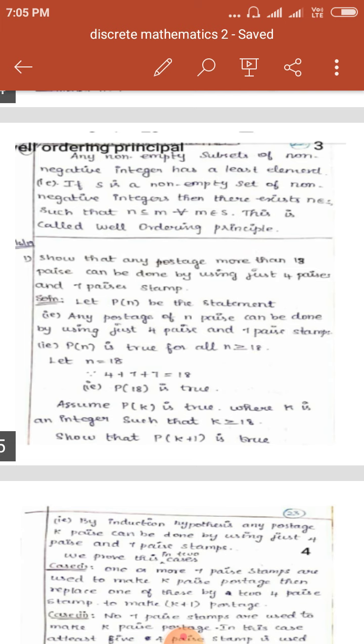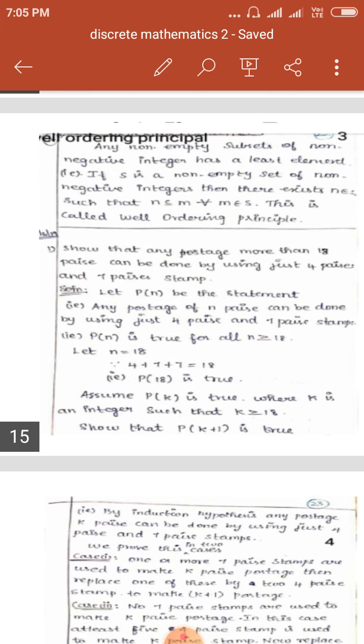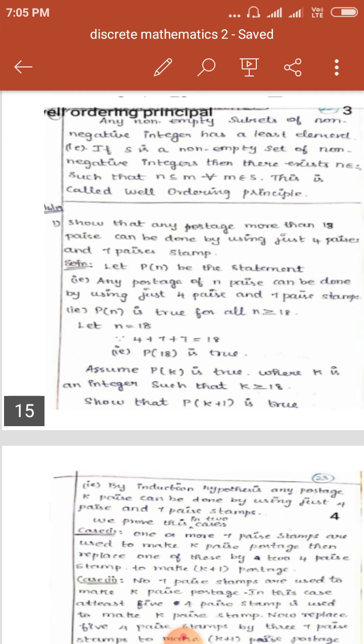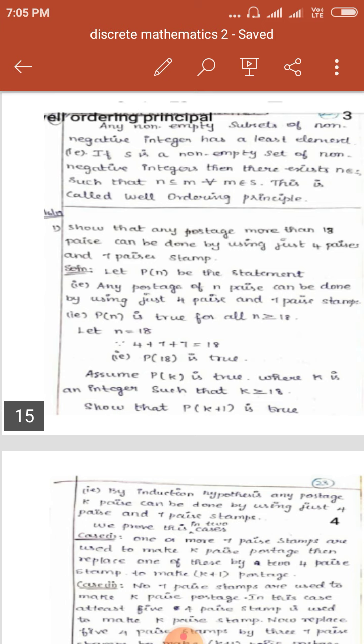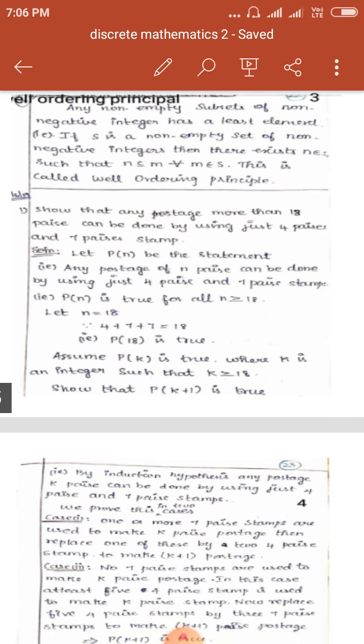First write the given statement as P of n. What is P of n? Any postage of n paise can be done by using just 4 paise and 7 paise stamps. So P of n is true for all n greater than or equal to 18, because the statement is any postage more than 18, so you have to take n greater than or equal to 18.